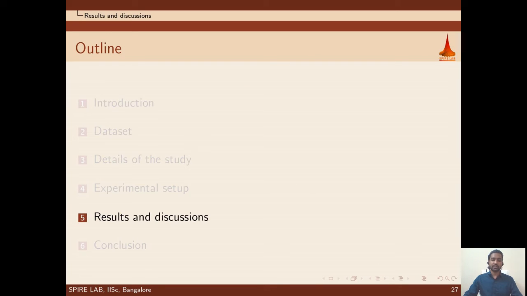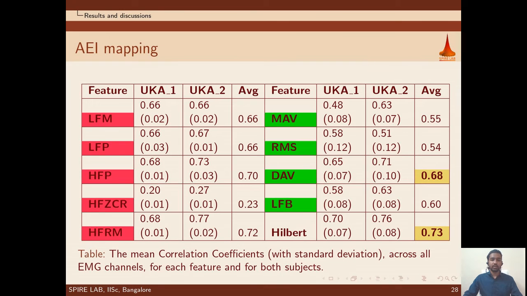Now coming to the results and discussions. So these are the results of the Aei mapping. The table here mentions the CC with the standard deviation in the brackets for both the subjects UK1 and UK2. The left hand side of the table mentions all the TD features and the right hand side mentions the NST features and the Hilbert feature.